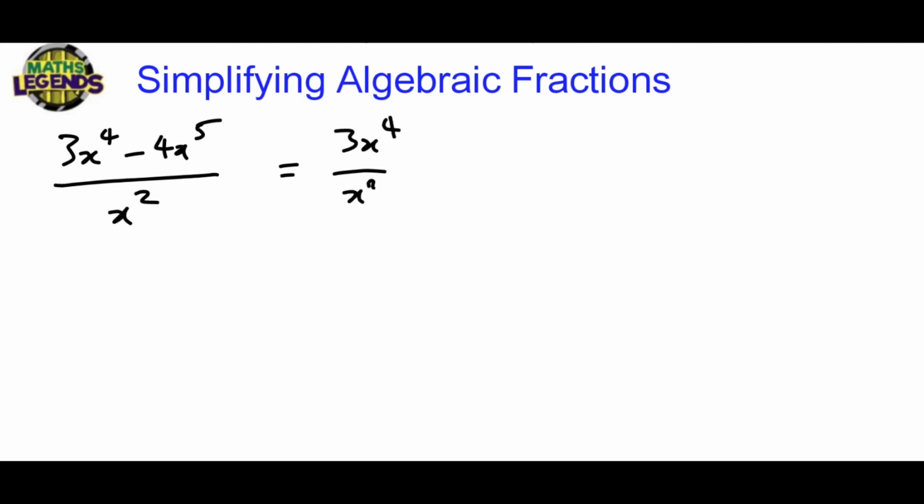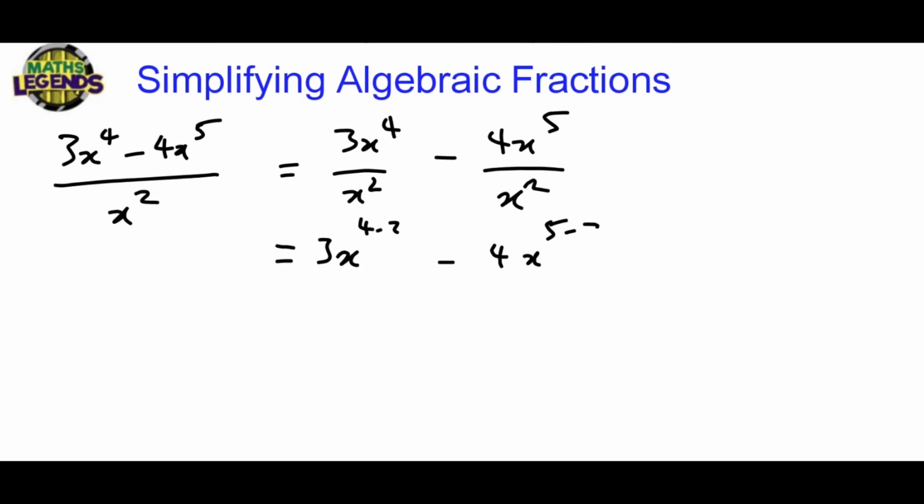So now let's look at a slightly different type of algebraic fraction. Let's say we have 3x to the power 4 minus 4x to the power 5 all over x to the power of 2. So in this case, one approach to this is that we separate this out. So we have 3x to the 4 over x squared minus 4x to the 5 all over x squared. And then we do the same as what we did previously. So 3x to the 4 minus 2 minus 4x to the 5 minus 2. This simplifies to 3x squared minus 4x cubed.